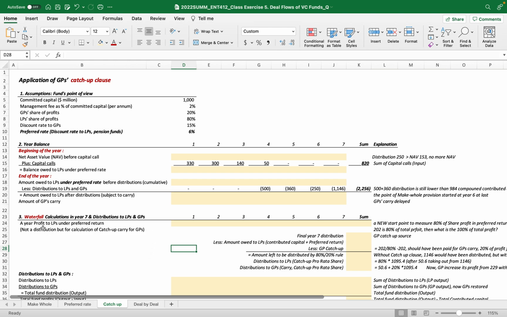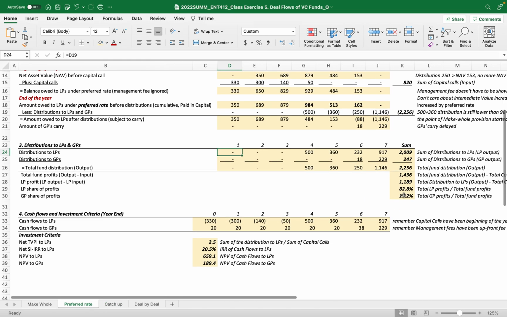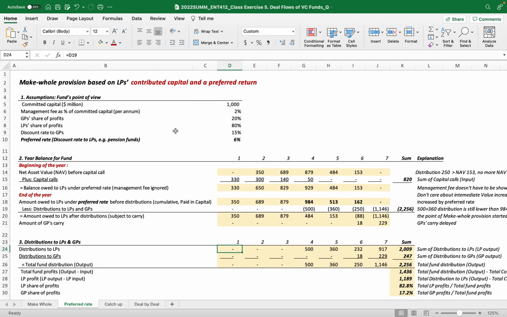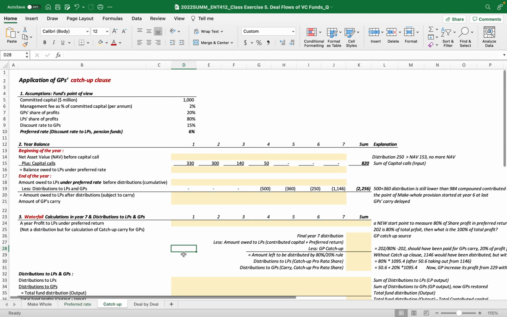The yearly profit to LPs under the preferred return can also be part of the 20% carried interest for the GPs. Because in the previous case, we measured the distribution of the profits to the LPs and GPs and realized this LP share of profit is 82%. It's not the 80% in the LP agreement. We need to adjust this with the catch-up.